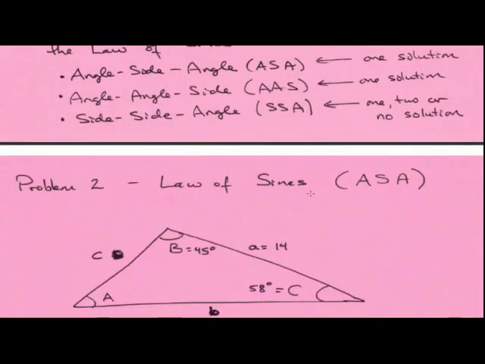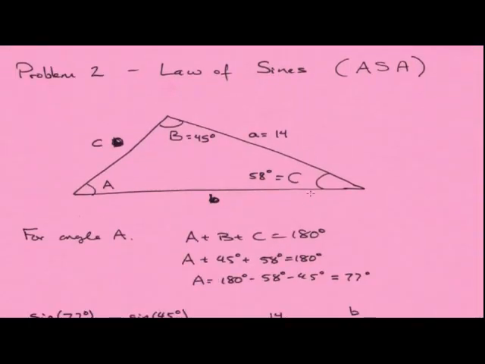Okay, so let's start looking at our law of sines. We'll take problem 2, where we're given the law of sines, and this is the angle, side, angle case. We're given a triangle where angle B is 45 degrees, angle C is 58 degrees, and side A is 14. So we are in angle, side, angle.